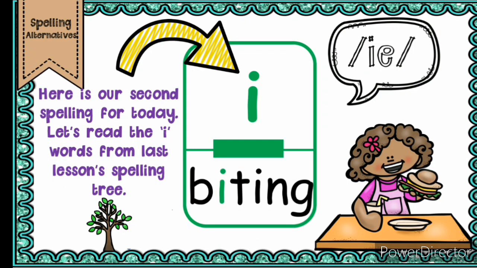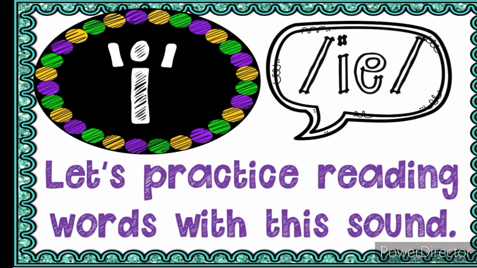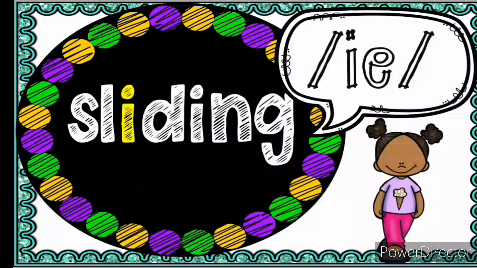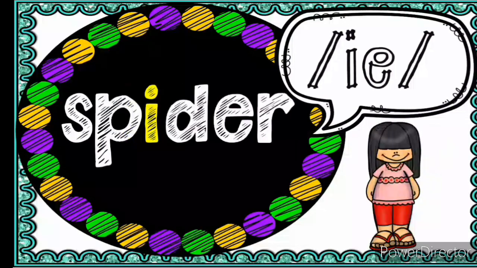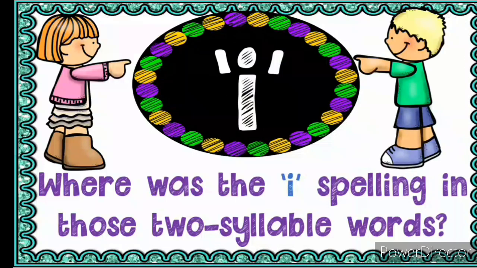Now here is our second spelling for today. Let's read the E words from the last lesson spelling tree. The I sound. I have biting. Now let's trace the spelling on your individual code chart. Biting. Now let's practice reading words with this sound. Lilac, sliding, spider, silent, item.